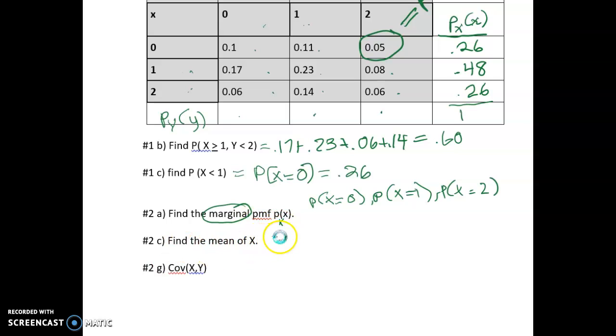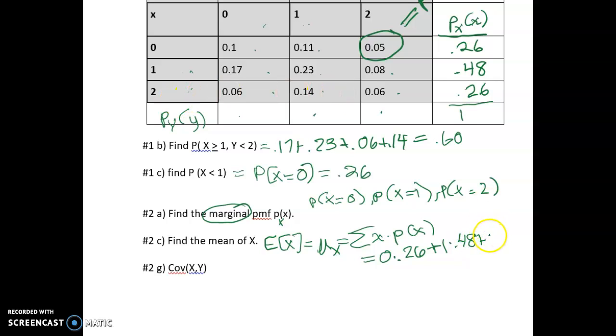So, like, if I wanted to find the mean of x, I could use that symbol, expected value of x, or mu subscript x. So now I could use the old formula, x times probability of x, to get the mean of x. So like 0 times the probability x is 0, 0.26, plus 1 times the probability x is 1, 0.48, plus 2 times the probability that x is 2, 0.26, so 0.48 plus 0.52. Oh, the average value of x is 1.